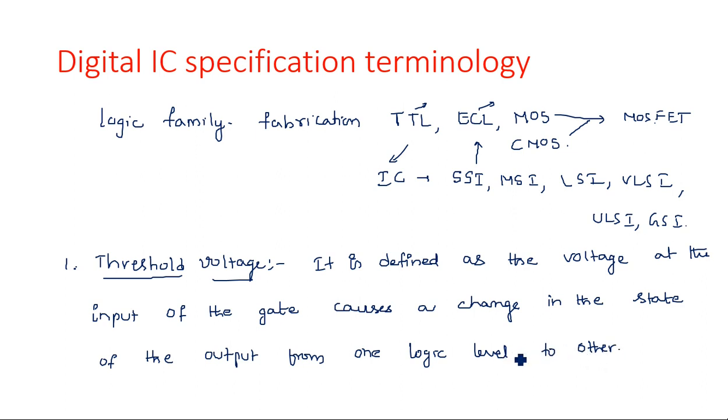Okay, so as I said, it is the minimum voltage required for the gate to change its state. Simply I can say it is the minimum voltage required for any type of logic gate to change its state from logic 0 to logic 1 or logic 1 to logic 0. This is what the threshold voltage is.